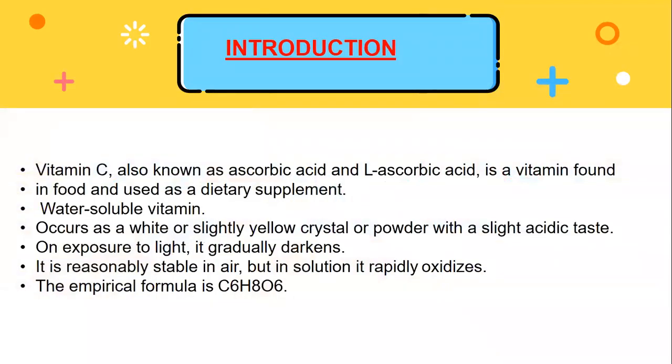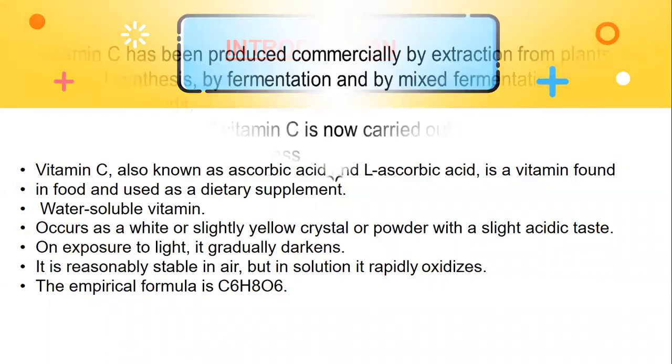So, introduction. Vitamin C is also called L-ascorbic acid in organic terms. It is found in food and also dietary supplements. It is a water-soluble vitamin, and as we know, it occurs in a white or yellow crystal form or powder with an acidic taste. On exposure to light, it gets a little darkened. It is stable in air, but if you put it in solution, it oxidizes. The normal empirical formula is C6H8O6.